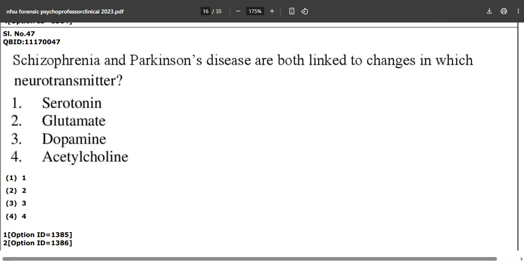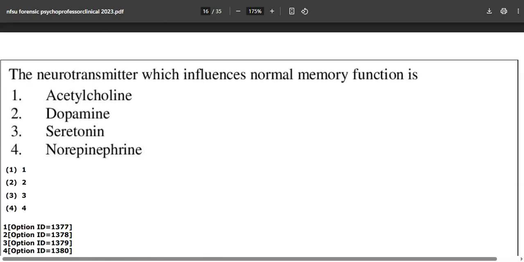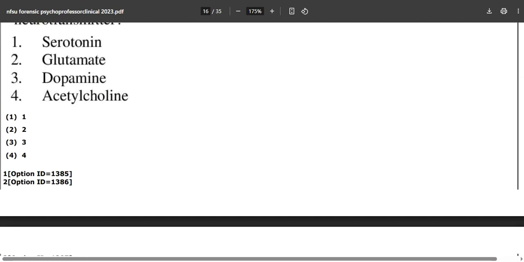Question number 47: schizophrenia and Parkinson's disease. The options given are serotonin, glutamate, dopamine, and acetylcholine. Now, what is acetylcholine used for? Acetylcholine is used for your normal memory function. Serotonin or glutamate, they have written SERO over here, but they have written serotonin.